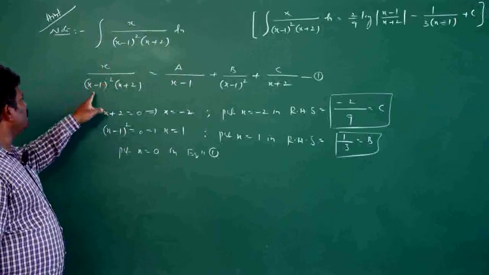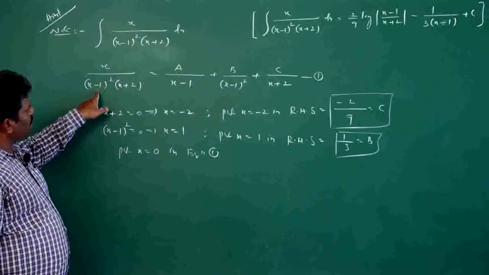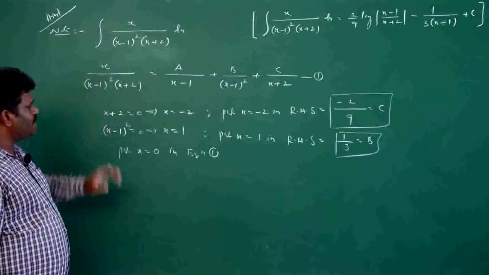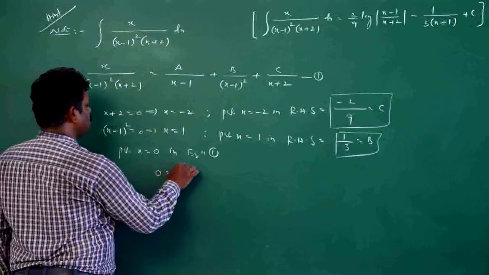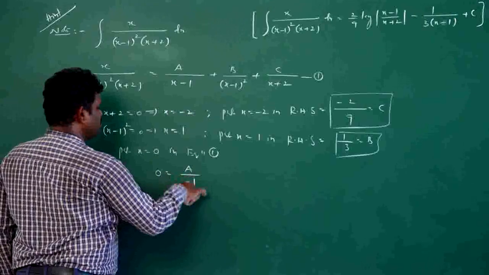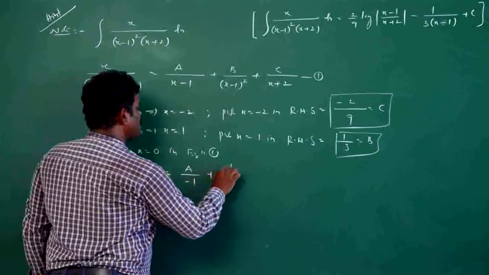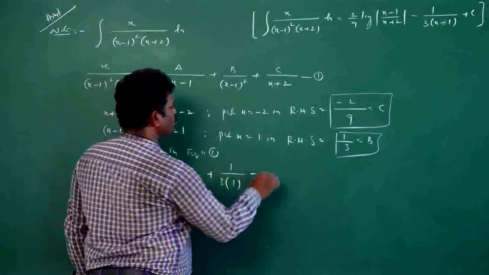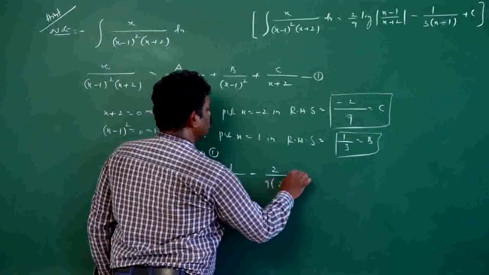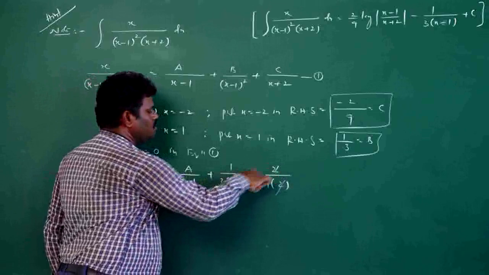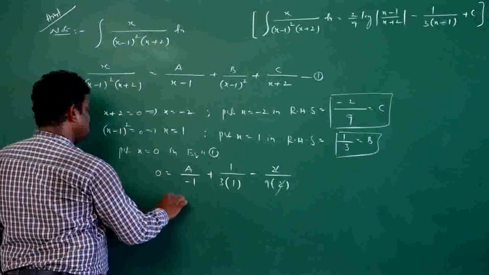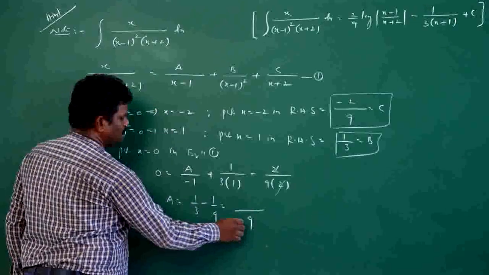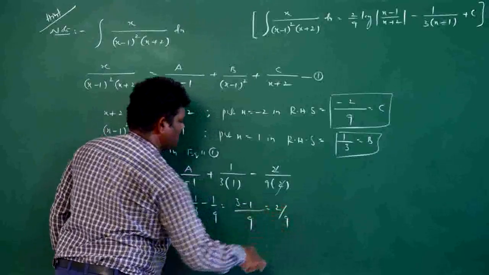Now see, 0 by 0 minus 1, so this one, 0 minus 1 value, how much? 1. 0 plus 2, 2 value. So 0 by anything is equal to 0 this side. Then that is equal to A by 0 minus 1, minus A, plus B, which is already 1 by 3, into 0 minus 1 whole square, 1, minus 2 by 9 into 0 minus 2, the 2s cancel, 1 by 9. So A is equal to 1 by 3 minus 1 by 9, LCM 9, 3 minus 1, that is equal to 2 by 9, that is the A value.